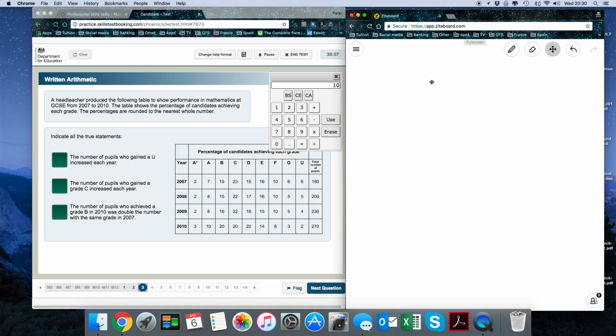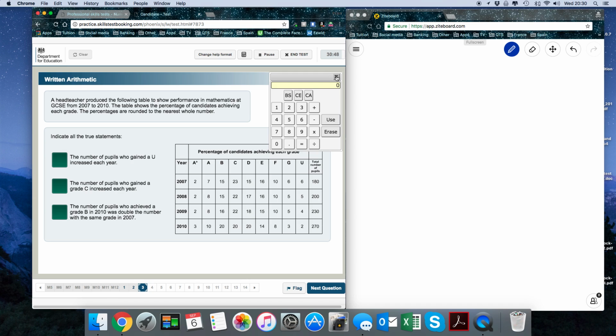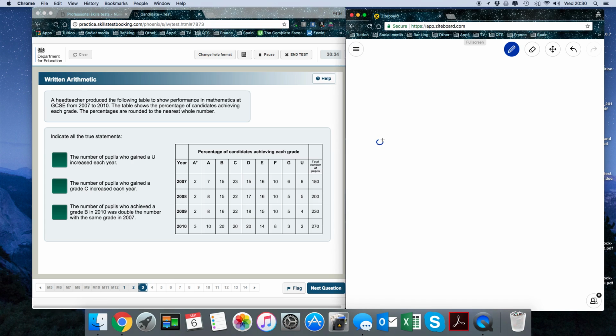Okay, now notice that it mentions number of pupils again. In fact, all three statements mention number of pupils. So really this whole question is just about using your percentages. It's nice and simple: using your percentages, finding out how many pupils it is, and then answering the question. So this time we're looking at the number of pupils who gained a grade C. So 23% of 180.